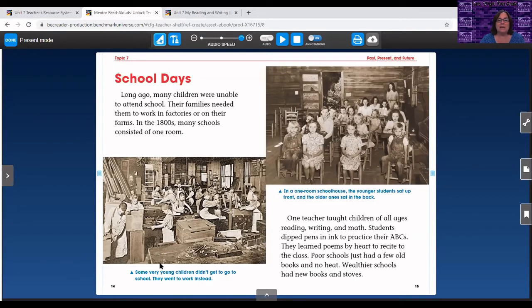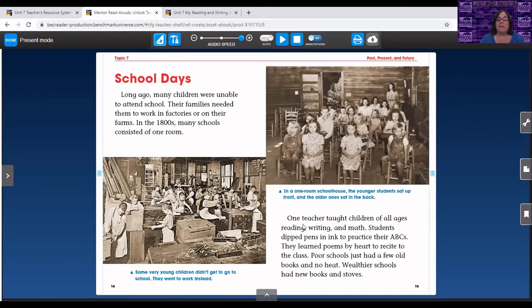And let's look down here at this photo. Here it says on the caption, some very young children didn't get to go to school. They went to work instead. And it said long ago. When you hear the words long ago, that means they're talking about the past. And right here, it has the date, the 1800s. Now we're in the year 2020. The 1800s were more than 200 years ago. And that is in the past.